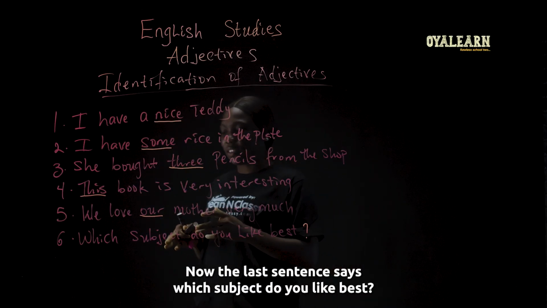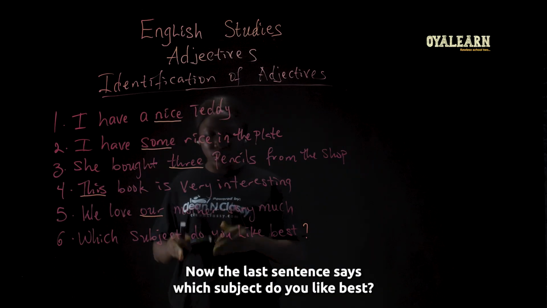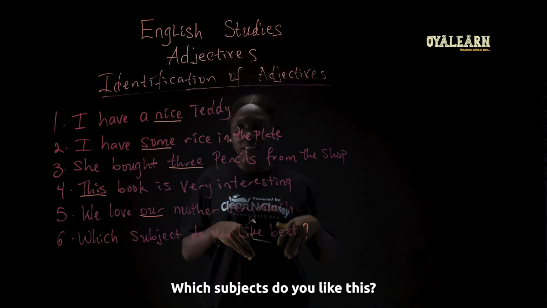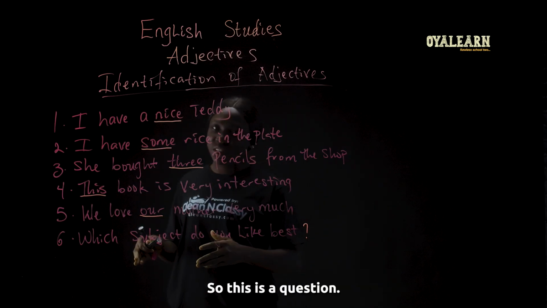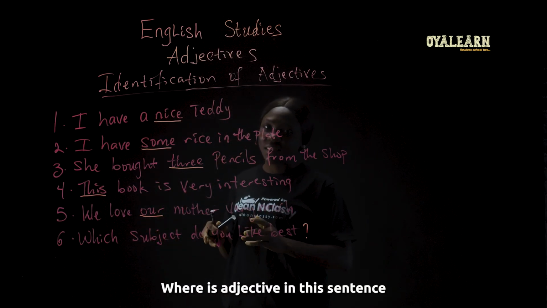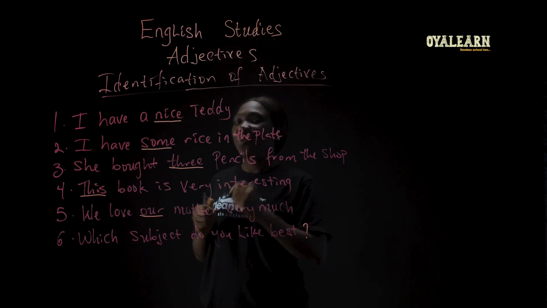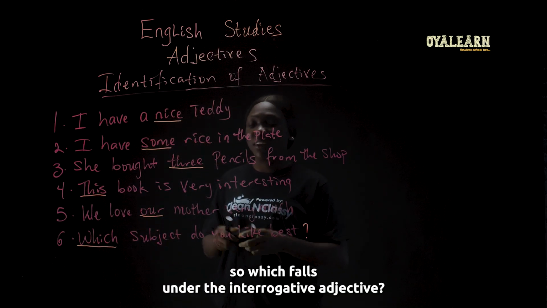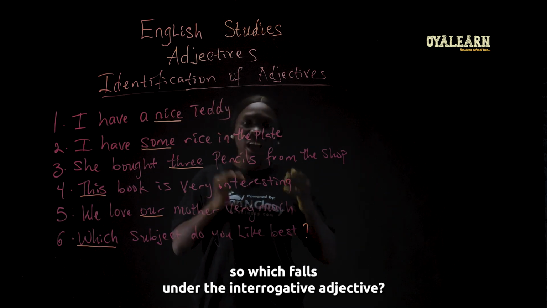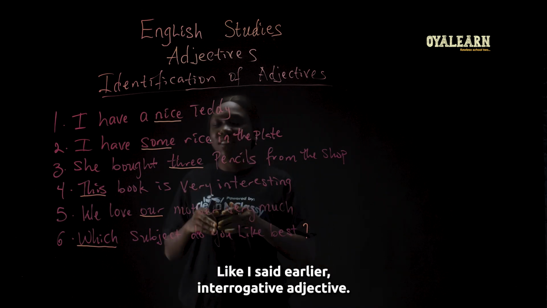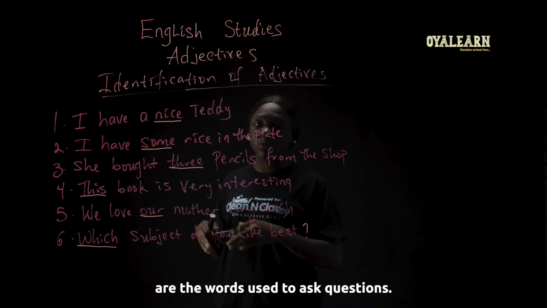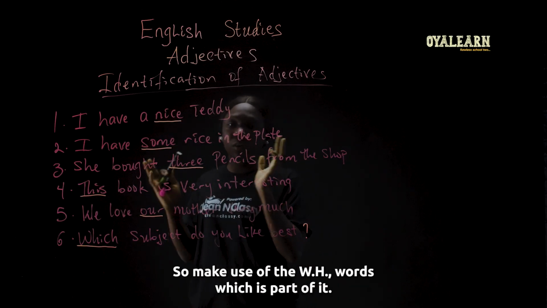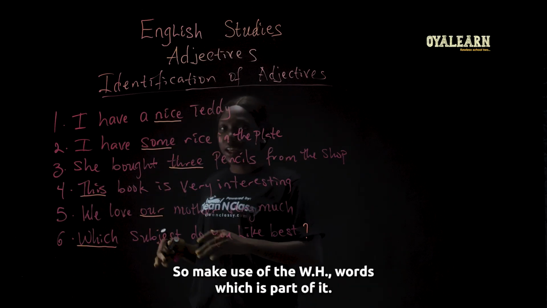Now the last sentence says, which subject do you like best? So this is a question. And where is the adjective in this sentence? Which, correct. So which falls under the interrogative adjective. Like I said earlier, interrogative adjectives are the words used to ask questions. So make use of the WH words, and which is part of it.